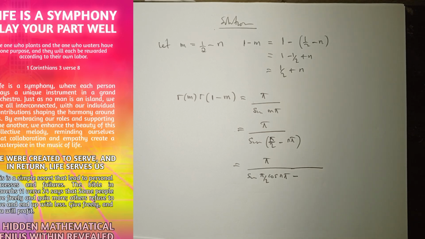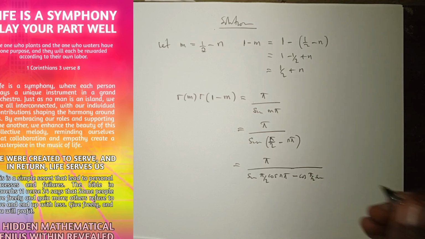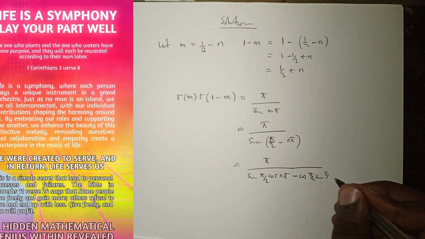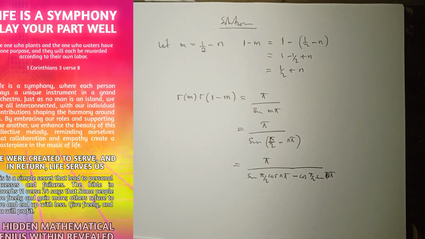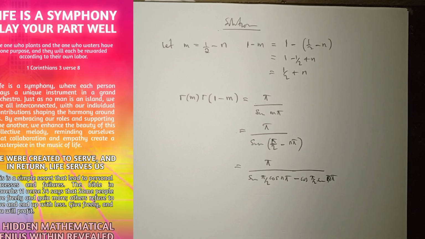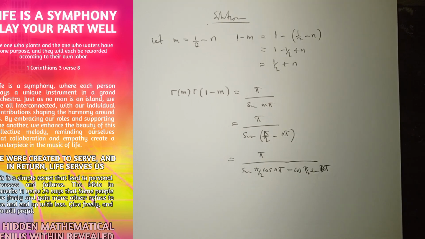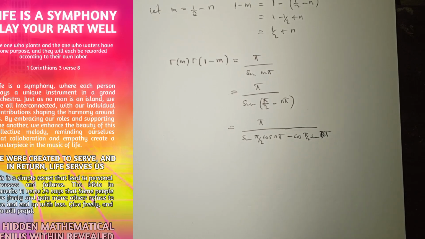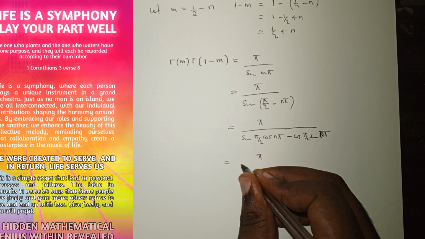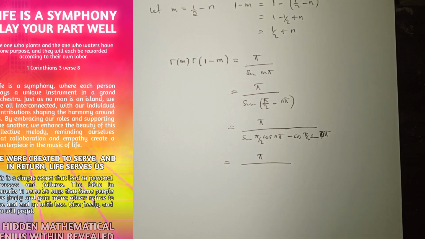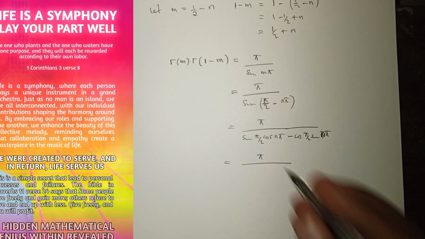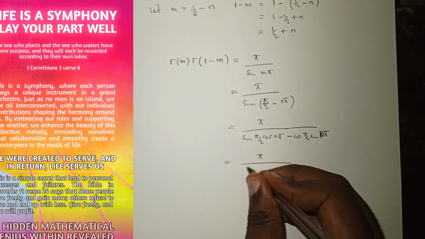minus cos of pi over 2 sine of n pi. Okay, so we can work this out further. This equals pi over sine of pi over 2, cos n pi minus cos pi over 2 sine n pi. Sine of pi over 2 is just 1. I believe you remember from special angles, sine of 90 degrees, that's pi over 2, is just 1.